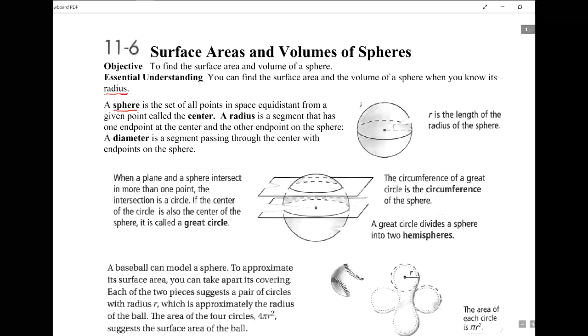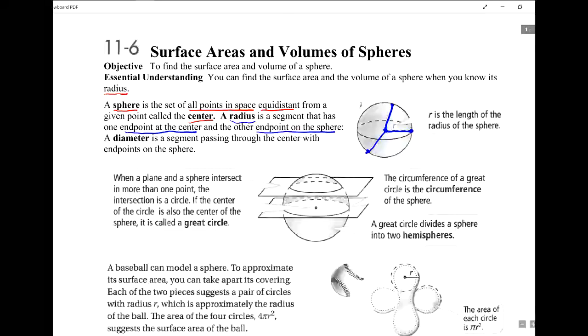A sphere is the set of all points in space that are equidistant from the center. Now, you should recognize this definition as it was a circle, but this time we're in 3 dimensions. Our radius has an endpoint at the center and the other endpoint somewhere on the sphere. So not only does this radius go from the center to here, but this radius can go to here, it can go to here. The radius goes everywhere in 3 dimensions. So it's just like a circle, only now it's in 3 dimensions.